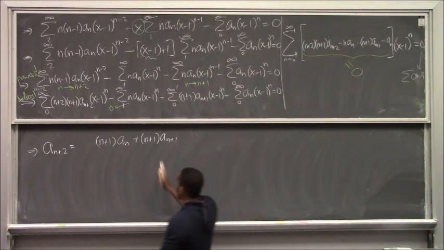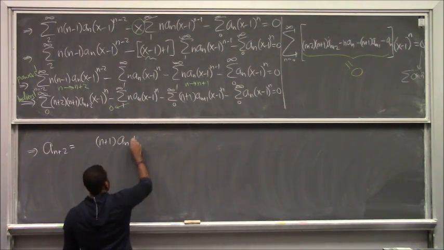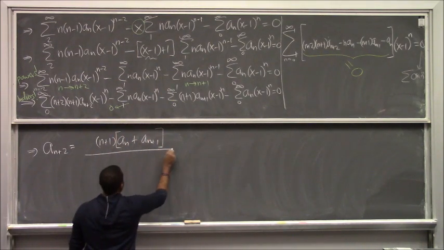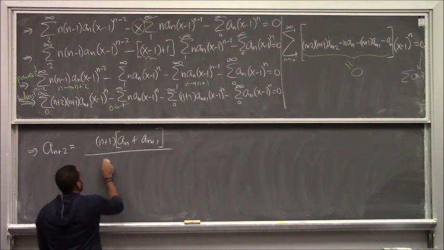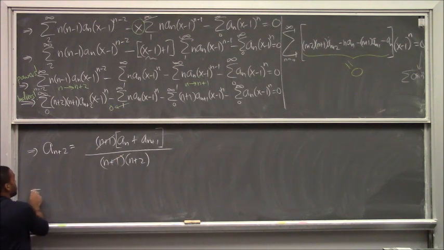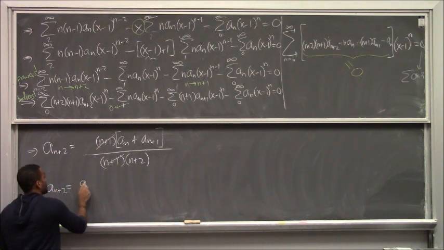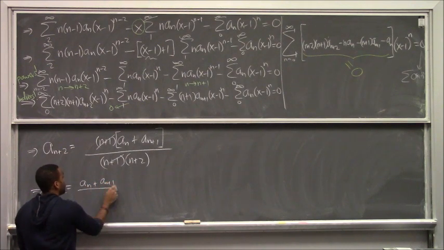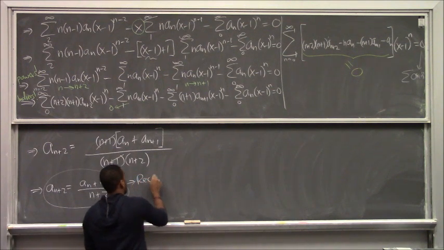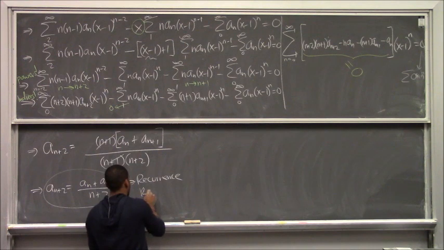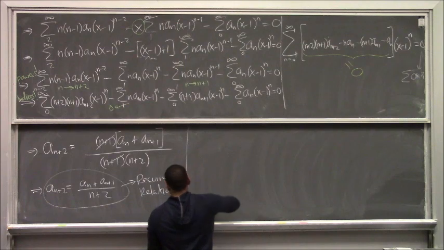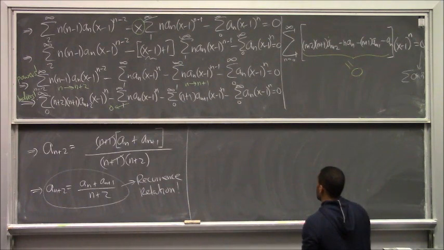Notice then that the (n plus 1) is a common term, so I can just factor it out. Over the coefficient here, that's (n plus 1) times (n plus 2). These guys will cancel. So then I have my a_(n+2) is just (a_n plus a_(n+1)) over (n plus 2). This is what's called the recurrence relation, and that's the guy that tells us how to find the coefficients.